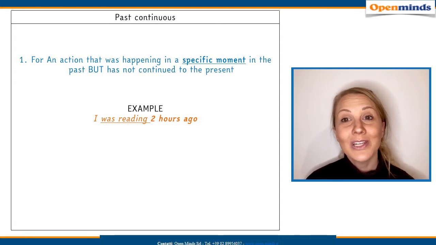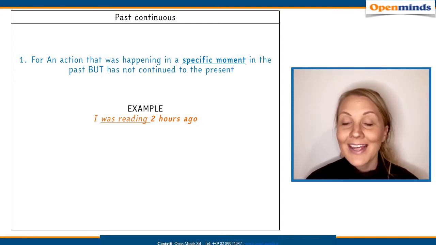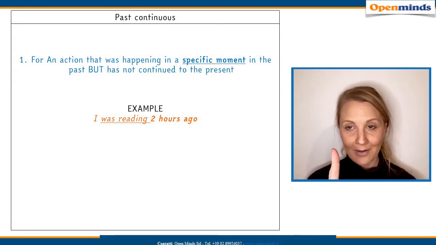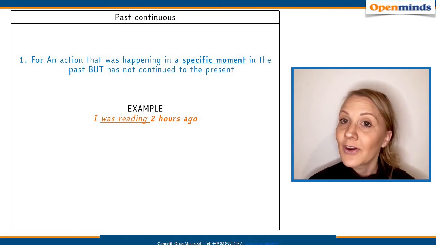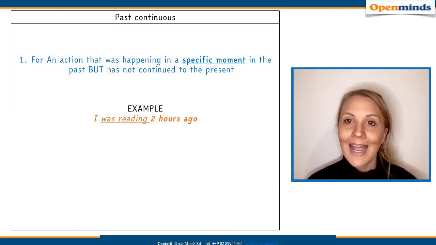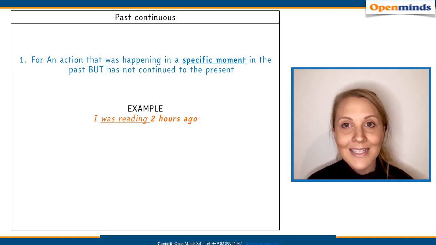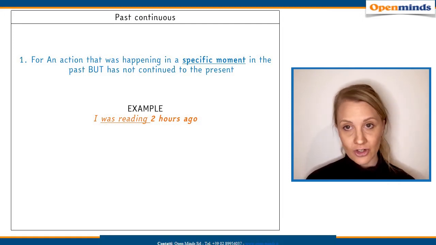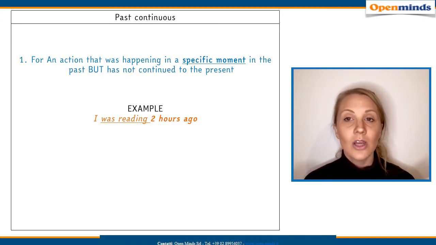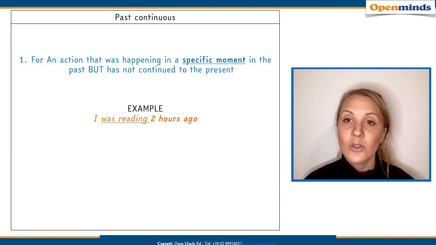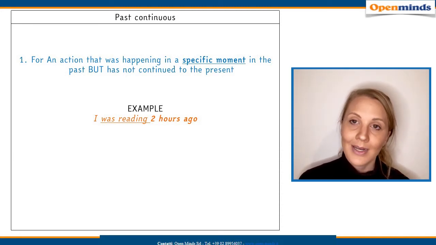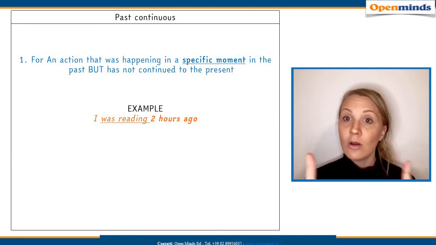Okay, when do we use the past continuous? This is reason number 1. Past continuous is for an action that was happening at a specific moment in the past, but this action has now finished. It has not continued to the present. For example, I was reading 2 hours ago. Now, I'm no longer reading.